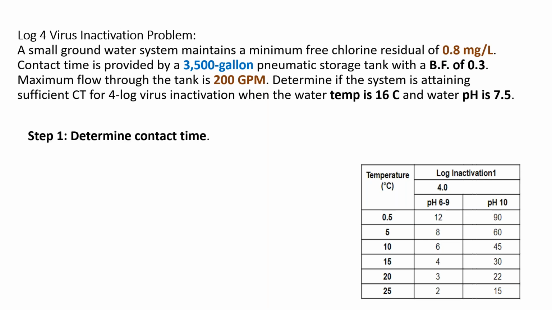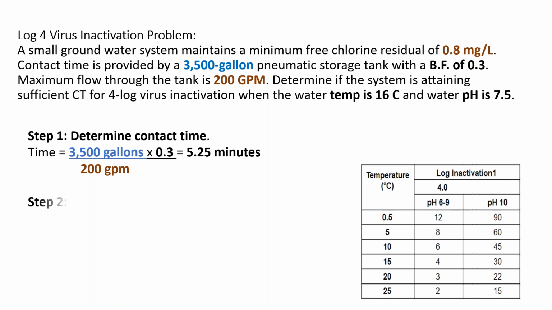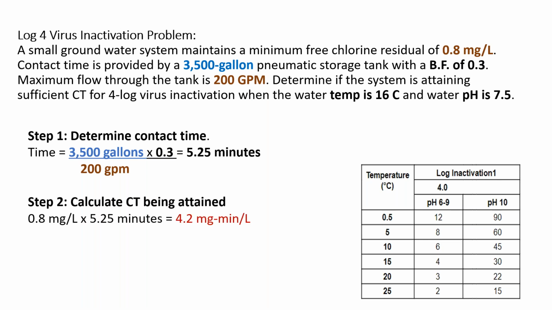So first of all, we're going to calculate the contact time. We have a 3,500 gallon tank, a flow of 200 gallons a minute, and a baffling factor of 0.3. So 3,500 gallons times that baffling factor divided by 200 gallons a minute gives us 5.25 minutes. We're going to take that number of minutes and multiply it by the free chlorine residual of 0.8. 0.8 times 5.25 gives us 4.2, and then we have some strange units here.